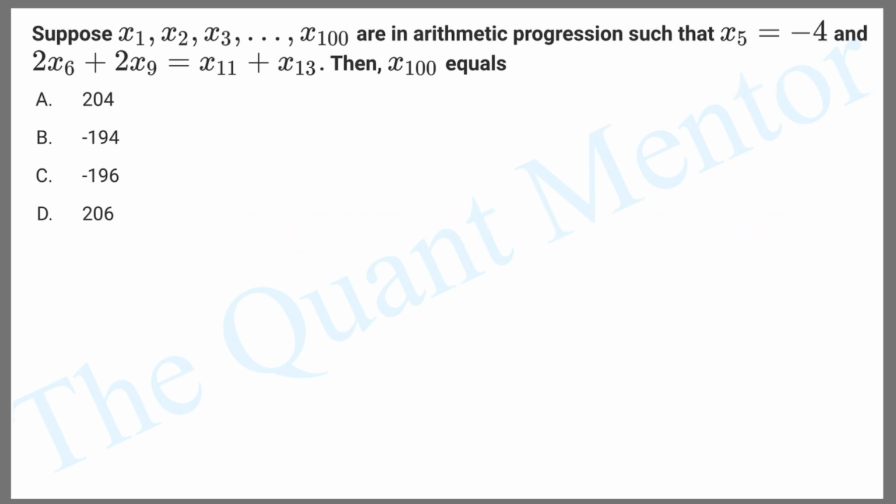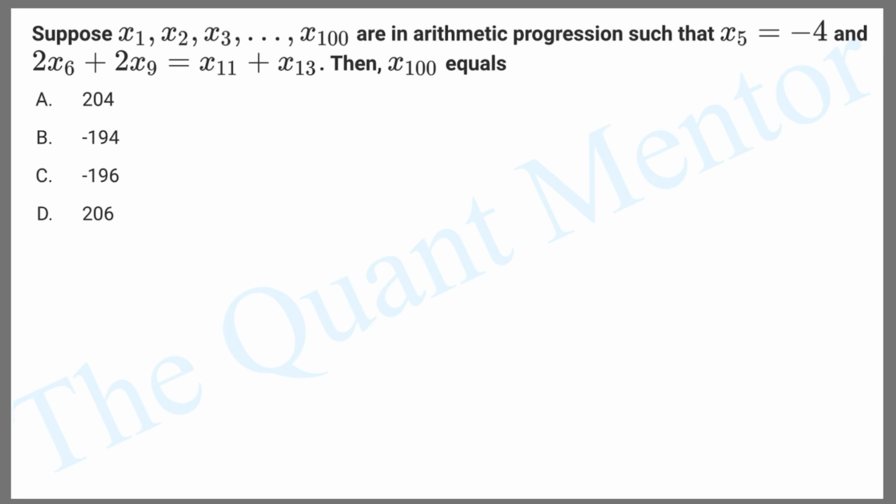Okay, so suppose x1, x2, x3 up to x100, all these terms here are in arithmetic progression such that x5 is minus 4 and 2x6 plus 2x9 is x11 plus x13. Then find the value of x100.